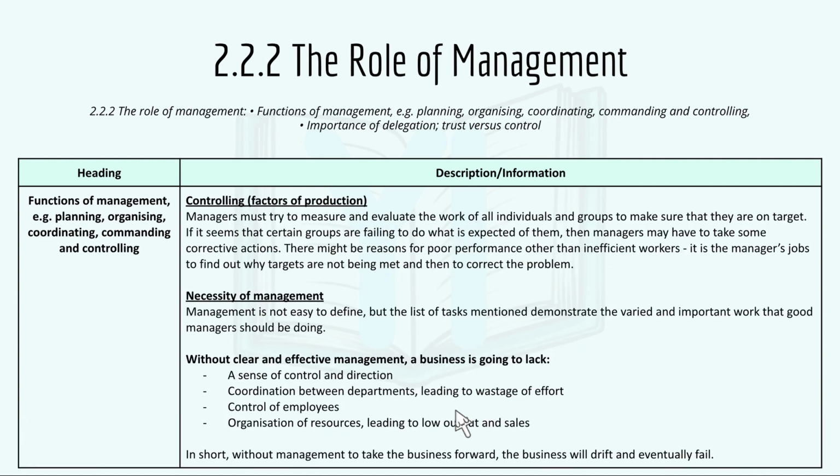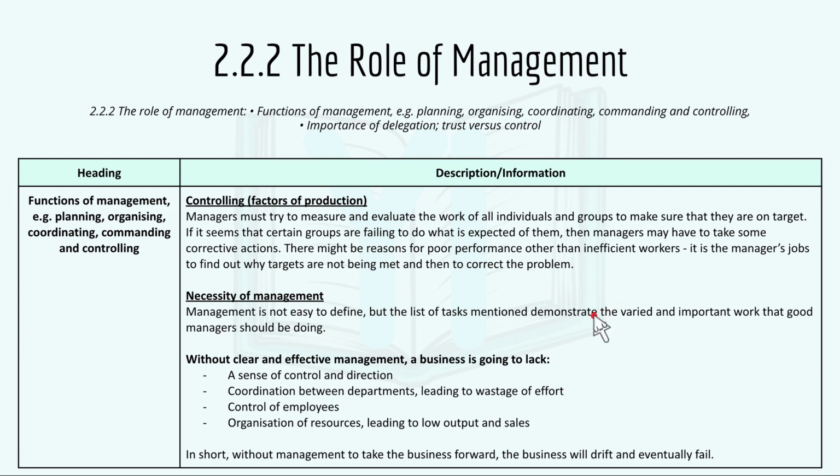Then we have controlling, and managers must try to measure and evaluate the work of all individuals and groups to make sure that they are on target. Let's say there might be reasons for poor performance other than inefficient workers, and it is a manager's job to find out why targets are not being met and then correct the problem with that person or employee.